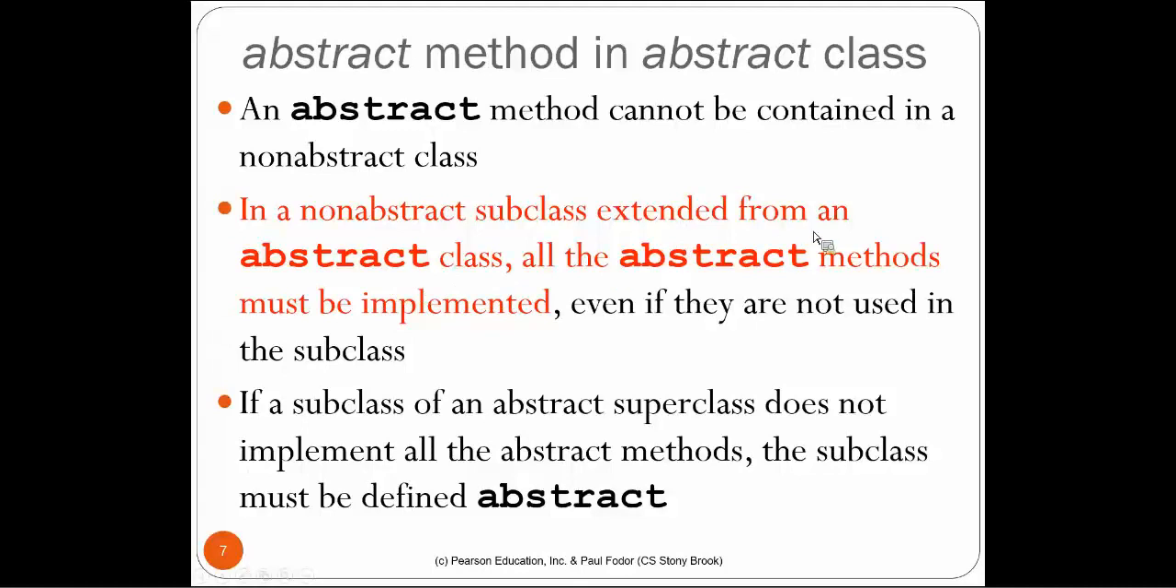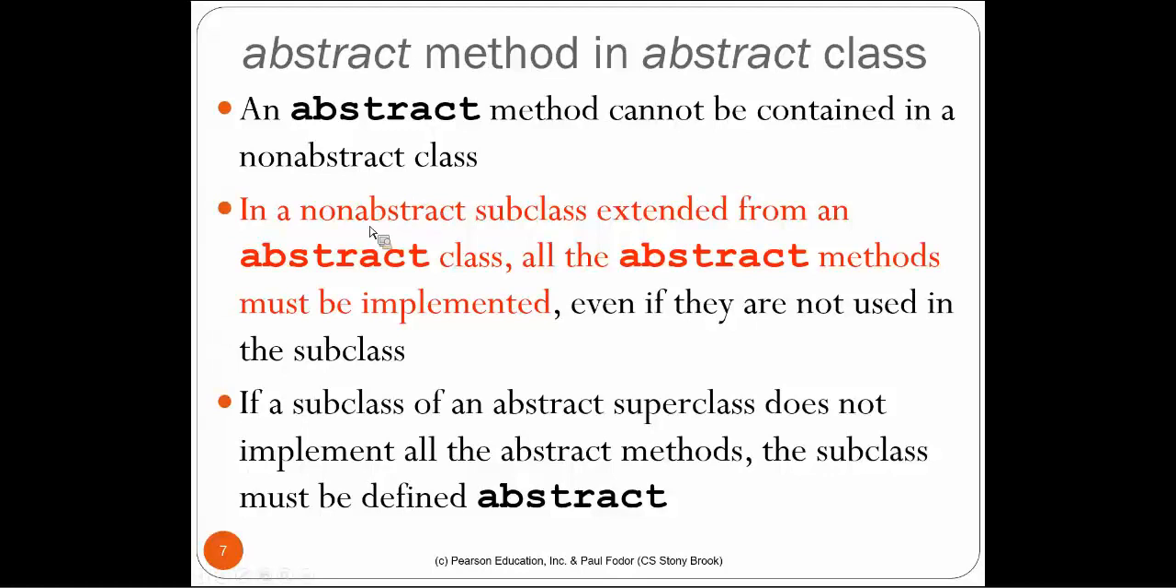So exactly what I said, it's a constraint: a subclass must implement all of the abstract methods that are inherited from an abstract class, even if they are not used in such subclass. So if we create any subclass of geometric object, we must have get area and get perimeter methods in those subclasses because they were defined as abstract in the superclass.